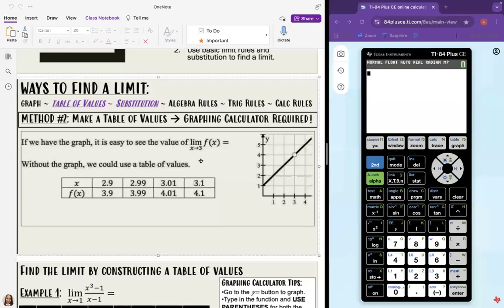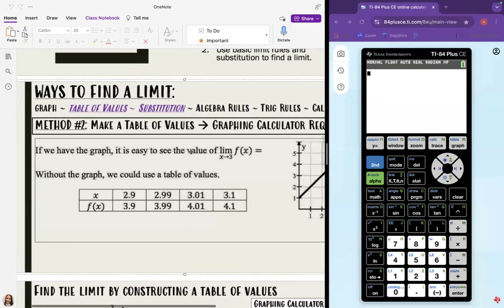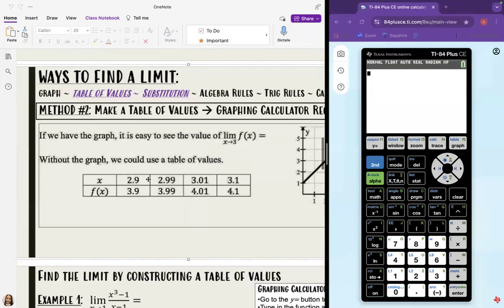So without the graph, we could look at this table of values. Let's say we didn't have this graph, and we say, okay, well, looking at a table of values, if I make it really small, I have 2.9 and then 2.99, and it's approaching 3.99. If I do x is 3.1 and then 3.01, it looks like it's approaching what value from the left and right?